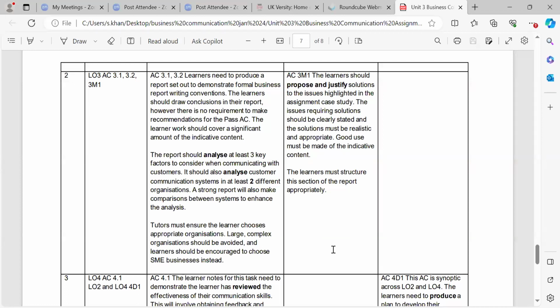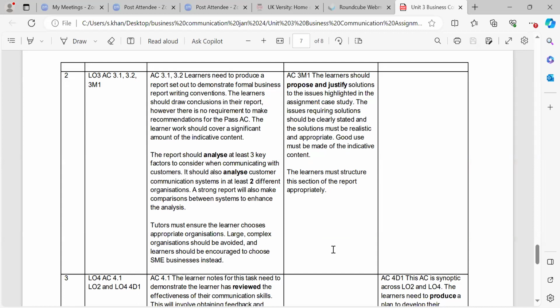Learners should draw conclusions in their report. However, there's no requirement to make recommendations for the pass in AC. The learner should cover a significant amount of indicative content. The report should analyze at least 3 key factors to consider when communicating with customers.